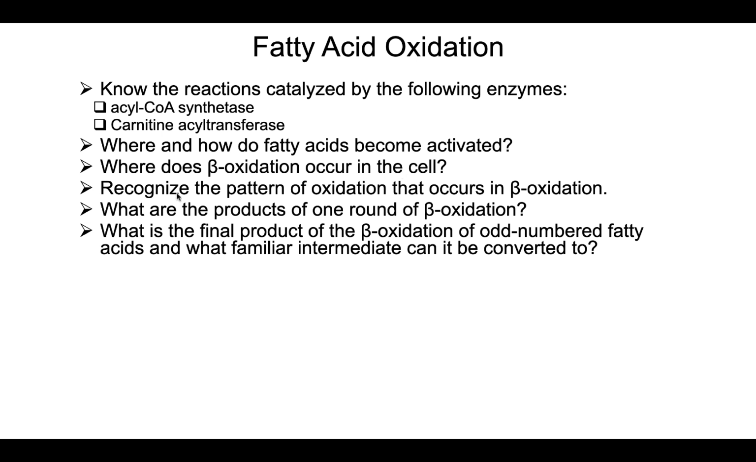I want you to be able to recognize the pattern of oxidation that occurs to these fatty acids. You don't necessarily need to know the specific enzymes, but there's a pattern of oxidation, and we'll go through that in a moment. What are the products of one round of beta oxidation? And what is the final product of the beta oxidation of odd numbered fatty acids? This is something special. And what familiar intermediate can this odd numbered product be converted to?